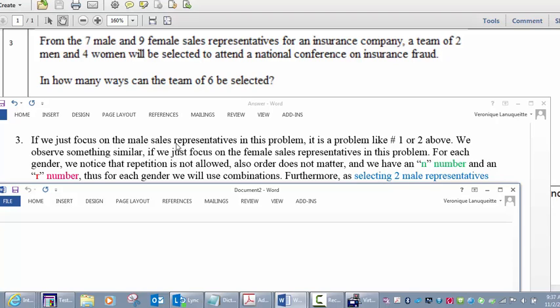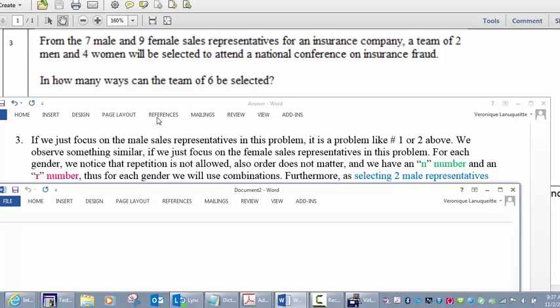If we just focus on the male sales representatives in this problem, so forget about the female representatives for a second, it is a problem just like number 1 or 2 above. We observe something similar if we just focus on the female sales representatives. Take a look. We have 9 of them and only 4 will be going to the conference.